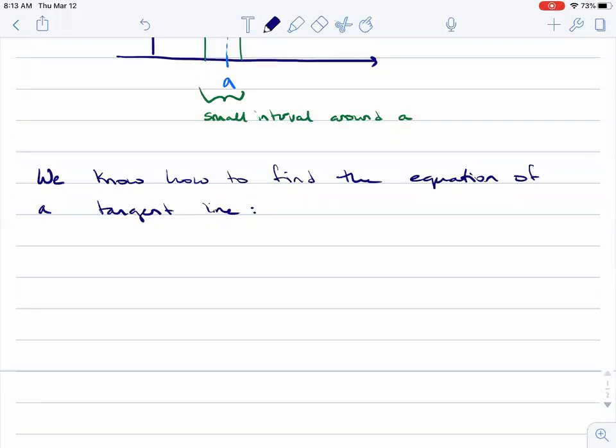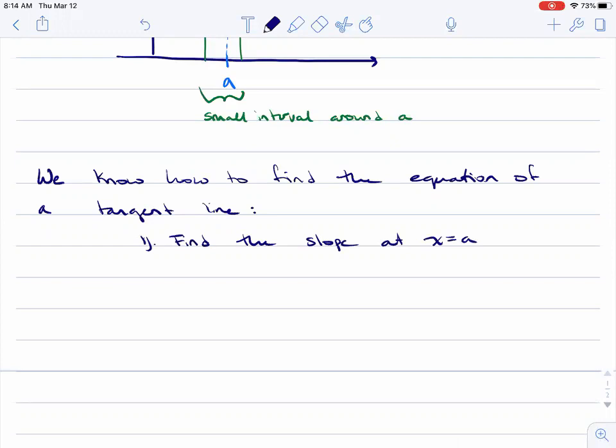We've done it a few times, or I want to say more than 5 times at this point. And you've probably done it in the lab as well, right? Using Maple. But the first thing that you have to do is find the slope at x equals a.